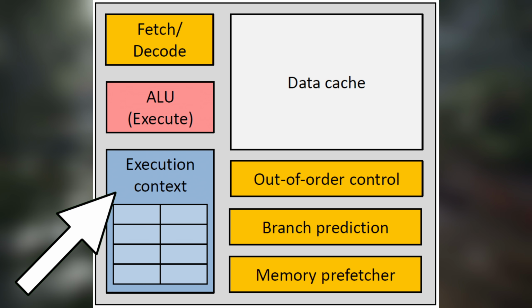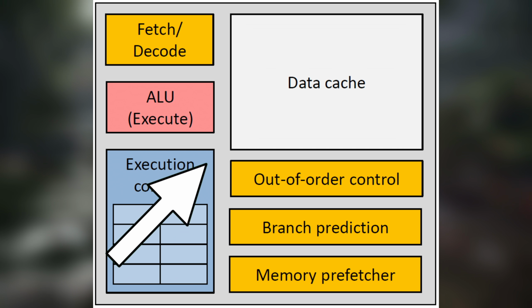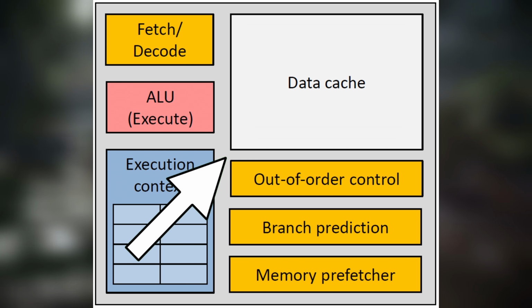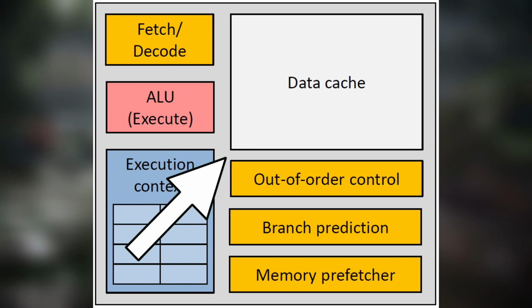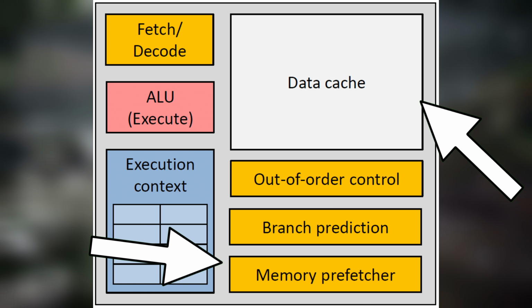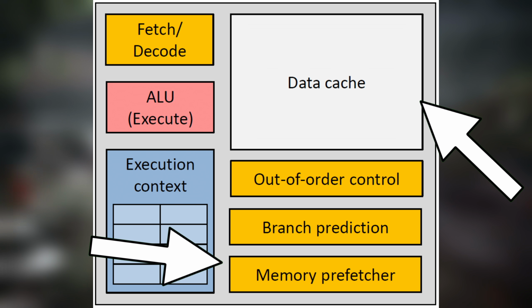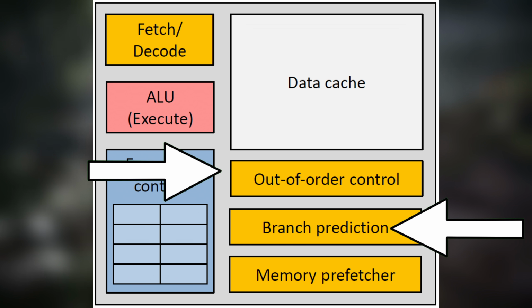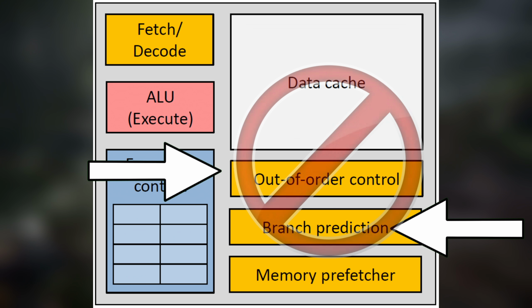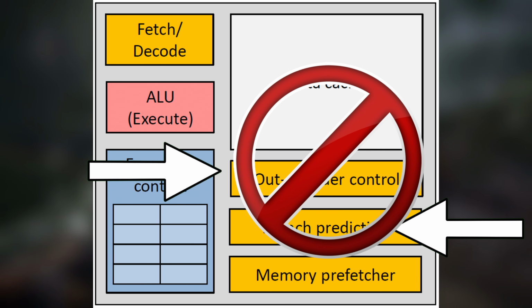The next one is the execution context. It is where the values 2 and 3 will be stored. The right-hand side of the processor has all different parts that allow it to make single computations faster. The data cache and the memory prefetcher give the processor the ability to get the necessary memory faster, aka the original values of 2 and 3. The out-of-order control and branch prediction, on the other hand, allow the instruction to be fetched and executed faster. What the right-hand side exactly does, though, is irrelevant for this video.